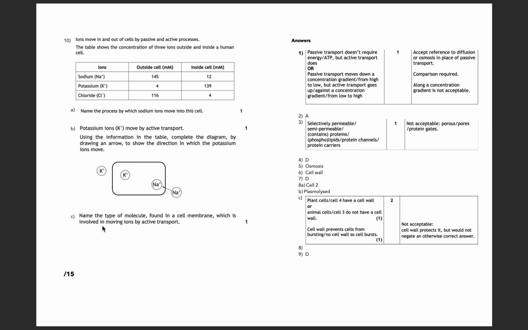C, name the type of molecule found in the cell membrane which is involved in moving ions by active transport. It's of course these proteins that are embedded, that are stuck into the membrane, and they're allowing the molecules to be carried over the membrane. This obviously requires energy, so the proteins require energy to do this process, but it should have been the proteins that did this.